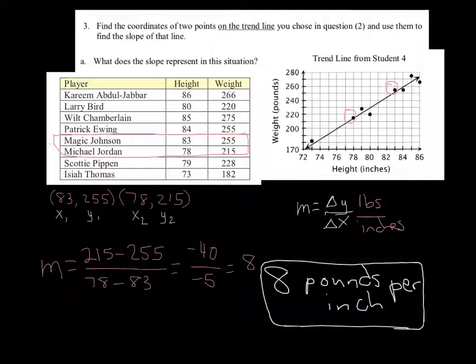So what I'm really saying is, as a player increases 1 inch in height, the model predicts that they're going to increase 8 pounds. You're going to gain 8 pounds for every 1 inch. This is tough stuff. Let's keep going.